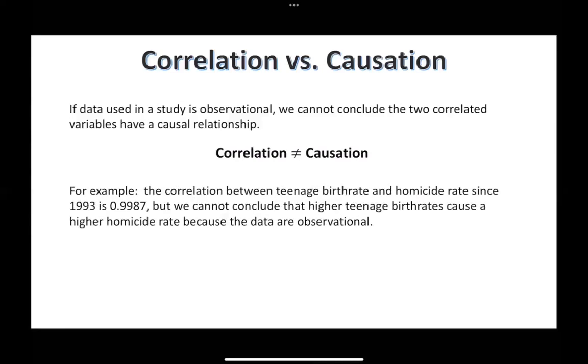All right, here's a good example. The correlation between teenage birth rates and homicide rates since 1993 is 0.9987, super strong. However, we cannot conclude that higher teenage birth rates cause a higher homicide rate because the data is observational. There you go. Some of these are dark. All right, moving on.